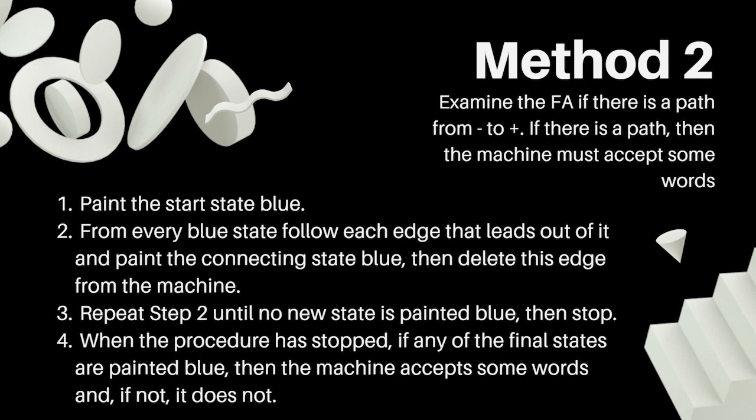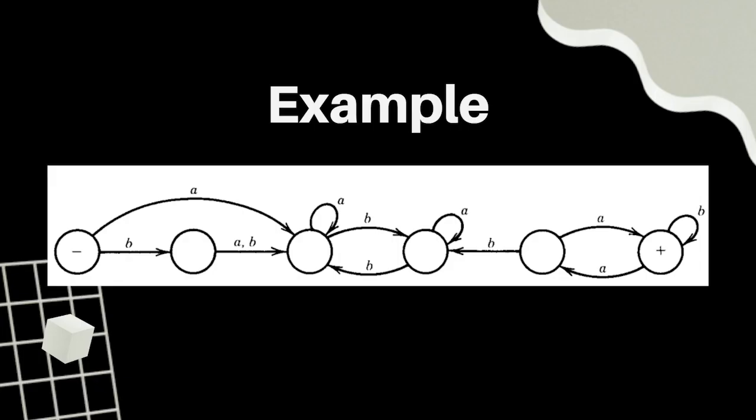First, paint the start state blue. Next, from every blue state, follow each edge that leads out of it and paint the connecting state blue. Then delete this edge from the machine. Then, repeat step 2 until no new state is painted blue, and then stop. Finally, when the procedure has stopped, if any of the final states are painted blue, then the machine accepts some words. If none of the final states are blue, then the machine does not accept any words.